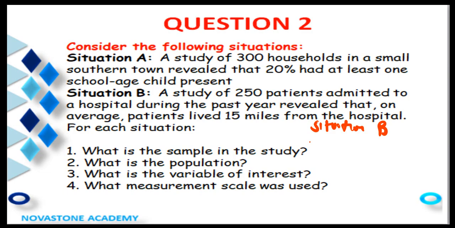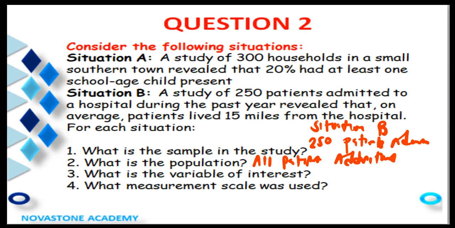We're just talking about the total 250 patients admitted to the hospital during that past year. So that would be your sample. Then what would be the population? The population will just be all the patients admitted to that hospital.